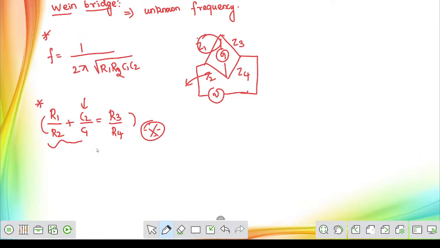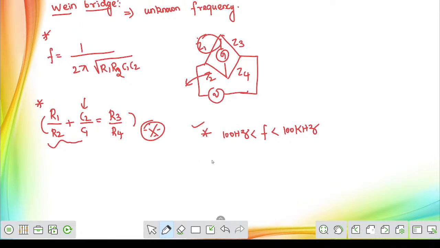So all these parameters are very important. If you are observing the Wien bridge, as I told you, it is used to measure the value of an unknown frequency. Then you should raise the question: what is the range of the frequency? It is used to measure frequencies from 100 Hz to 100 kilohertz. That is the first thing you must remember about the Wien bridge. The range of frequency for the Wien bridge is 100 Hz to 100 kilohertz. That is the best suitable range.